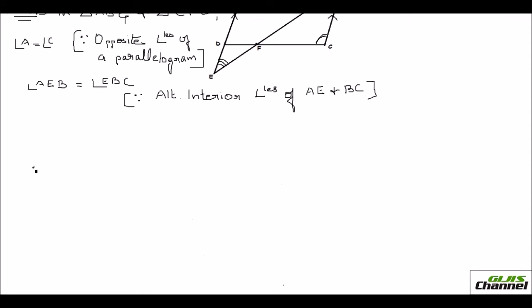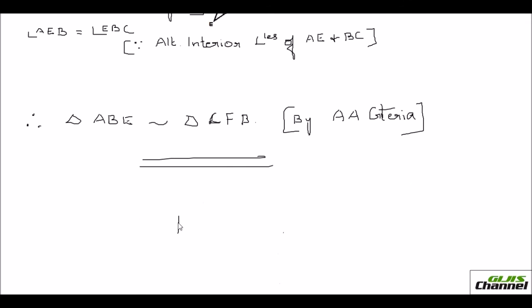So you can straight away say, therefore, triangle ABE is similar to triangle CFB. So what is the criteria we have used? By angle criteria, okay? Two angles, right? So angle criteria. So this is also proved.